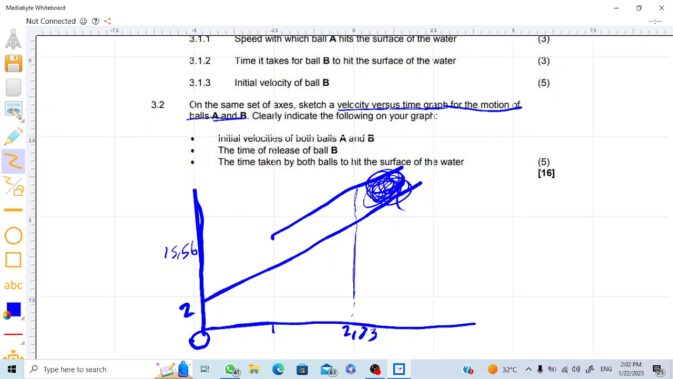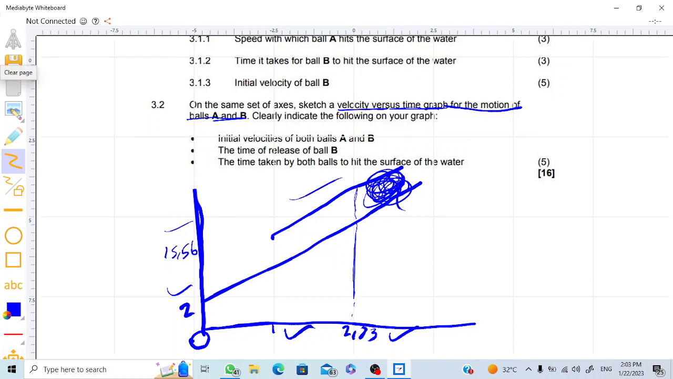Okay, now those are your full 5 marks. 1, 2, the release of ball B, 3, 4, and the correct shapes. Make sure that they are parallel to each other. Why? Because the slope of this ball represents the gravitational acceleration. The slope of this ball also represents the gravitational acceleration, and gravitational acceleration is the same, meaning that the two gradients are the same, so they should relatively look the same when it comes to gradient, so they should be parallel.